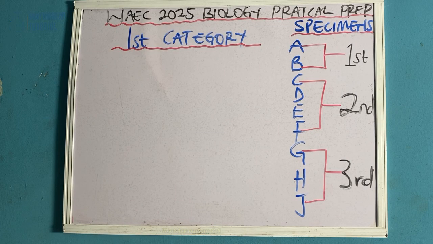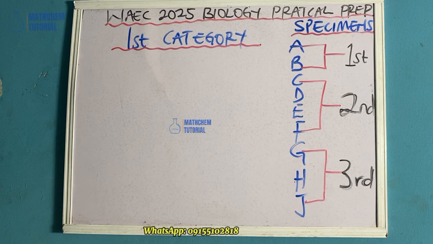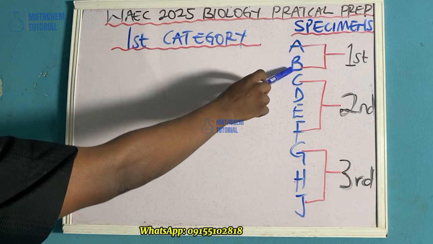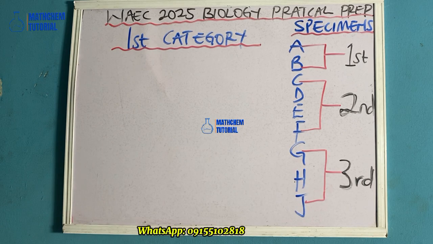This is WAEC 2025 biology practical prep. So the specimens are specimen A, B, C, D, E, F, G, H, J. I'm categorizing these specimens into three categories. I'll firstly work on A and B, later C, D, E, F, and then G, H, and J.